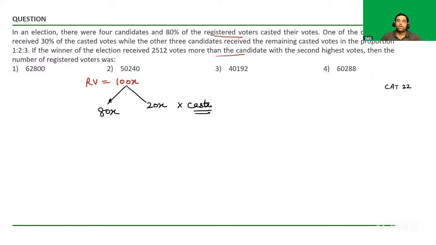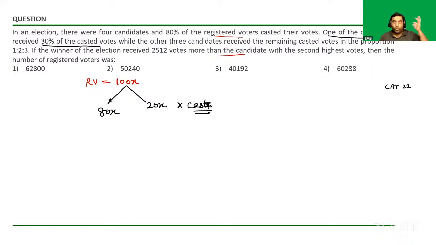Did not cast their vote. Now, out of those 80x, the people who have cast votes, it says 30% of the cast votes were given to one of the candidates. That means 30% of those 80x. So I know if I need to calculate 30% of a number, 10% is going to be 8x, therefore 30% will be 8x times 3.